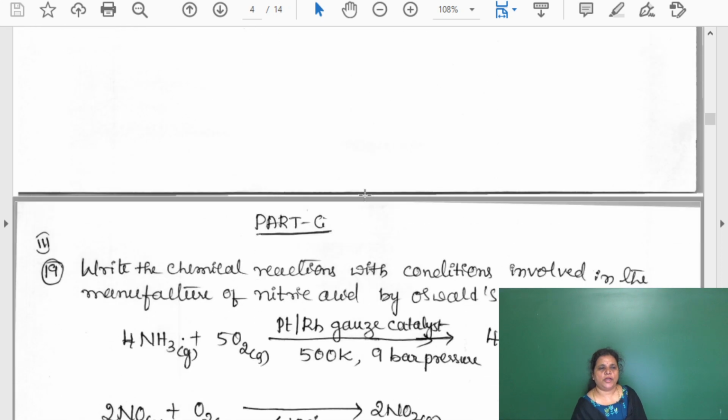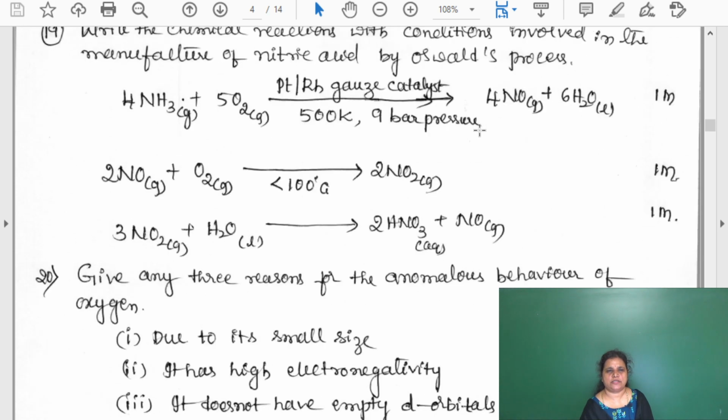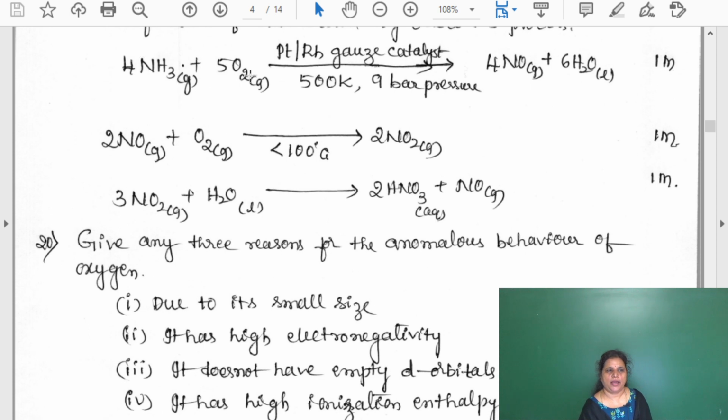Now let us move on to part C. Question number 19. Write two chemical reactions with conditions involved in the manufacture of nitric acid by Ostwald's process. So here the first equation: 4NH3, ammonia gas, combines with oxygen in the presence of platinum-rhodium gauze catalyst at 500 Kelvin and 9 bar pressure. It gives nitric oxide with the formation of water. You have to write the balanced equation with this condition, and this carries 1 mark.